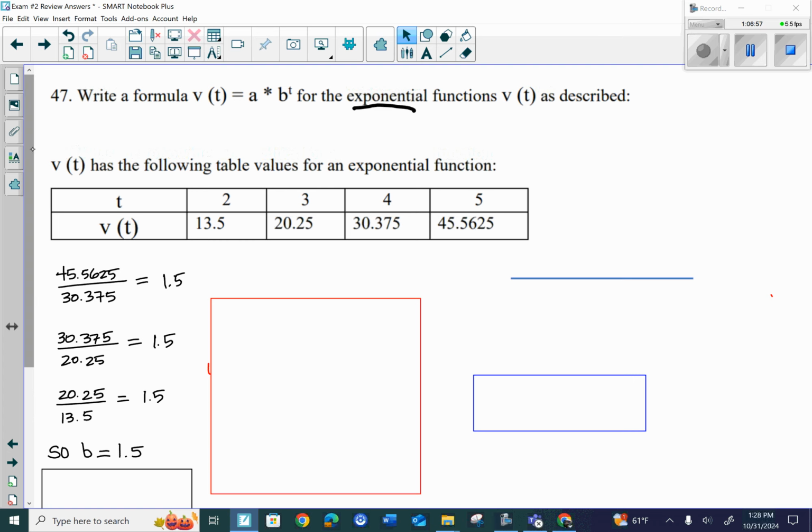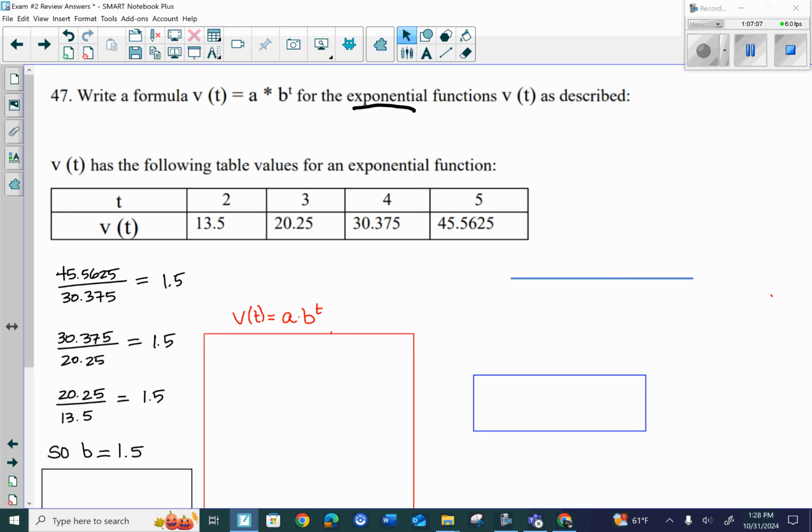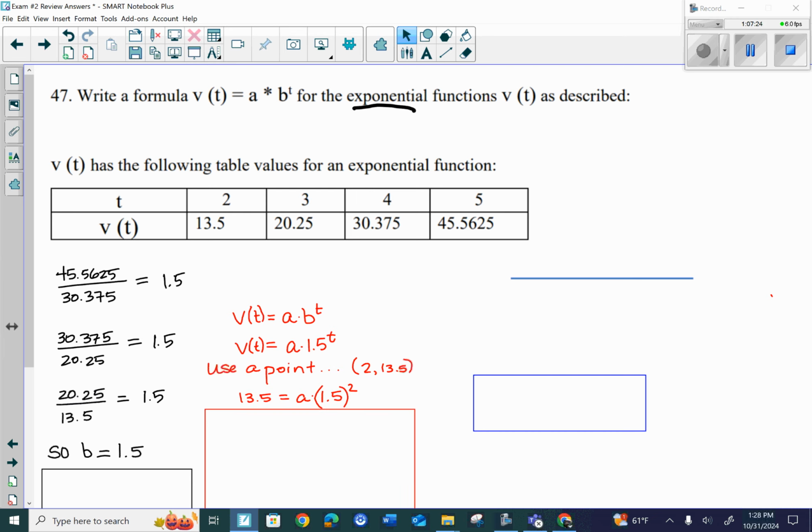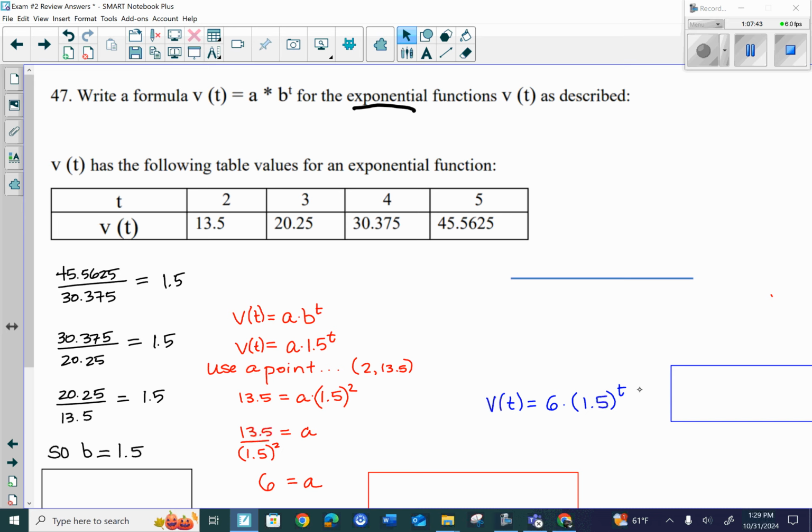So we've got the b value. You could do it 2 more times, or you could divide by the b value to find when t equals 0, or you can use a point to solve for a. So I have v of t equals a times b to the t. I have b at 1.5, and now again, that strategy of use a point. I'm going to use the easiest one, 2 comma 13.5, and I plug it in. So I get 13.5 equals a times 1.5 to the 2. I divide both sides by 1.5 to the 2, and I get an a value of 6. So put it all together, an a value of 6 and a b value of 1.5 gives me v of t equals 6 times 1.5 to the t.